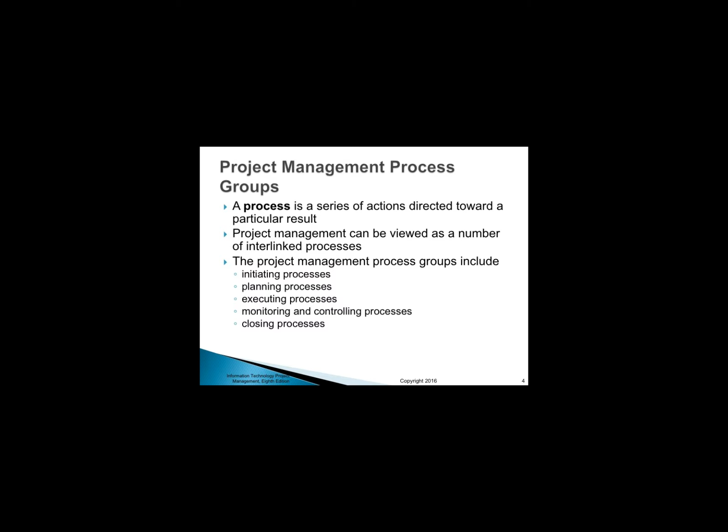Project management process groups. A process is a series of actions directed toward a particular result. Project management can be viewed as a number of interlinked processes. The project management process groups include initiating processes, planning processes, executing processes, monitoring and controlling processes, and closing processes.